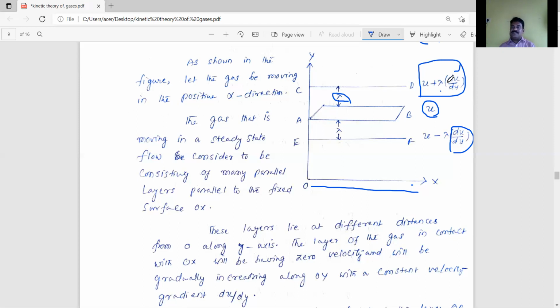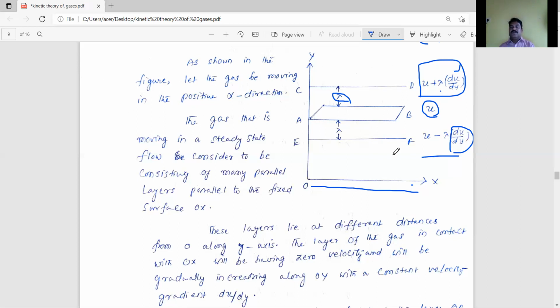Similarly, let us take another layer which is below the layer AB, that is EF. Now this layer can also be taken at a mean free path distance from the layer AB, so that automatically the velocity of this layer will be less when we compare to the velocity of the layer AB. That is why the velocity of this layer can be written as u minus lambda du by dy.